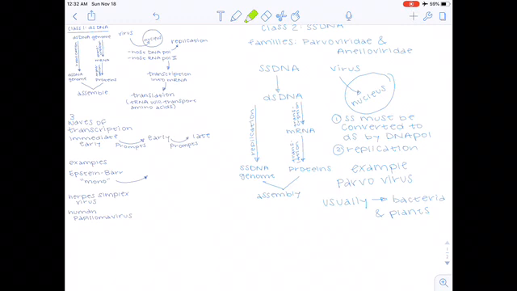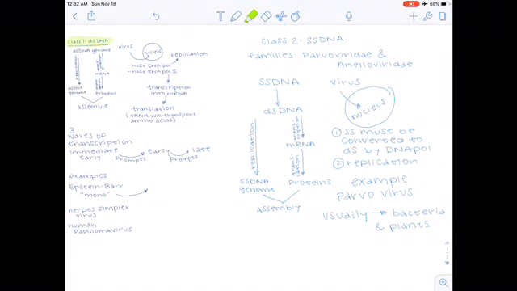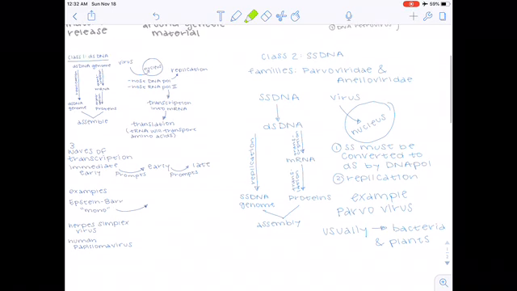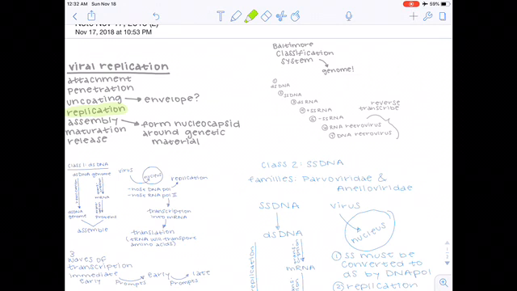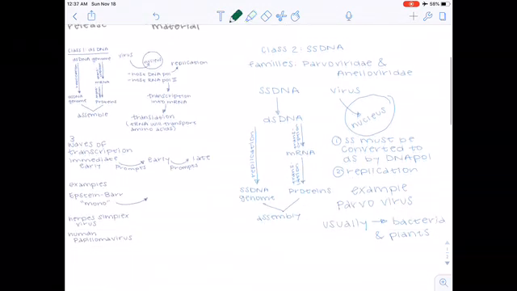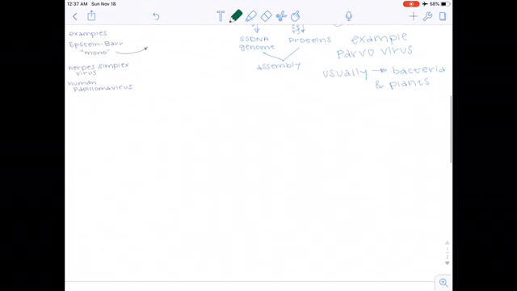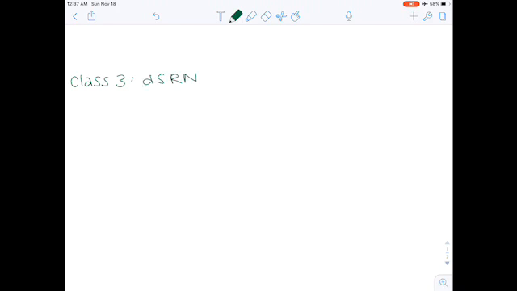Alright, so what we've talked about so far is class 1, double-stranded DNA, and class 2, single-stranded DNA. And we're going to go up here. So if we look at this, everything we have left is RNA, except for this right here, the DNA viruses that reverse transcribe. So moving on down here, I'm going to zoom in a lot because we're going to need a lot of space for this one. We are going to start on class 3, which is double-stranded RNA viruses.